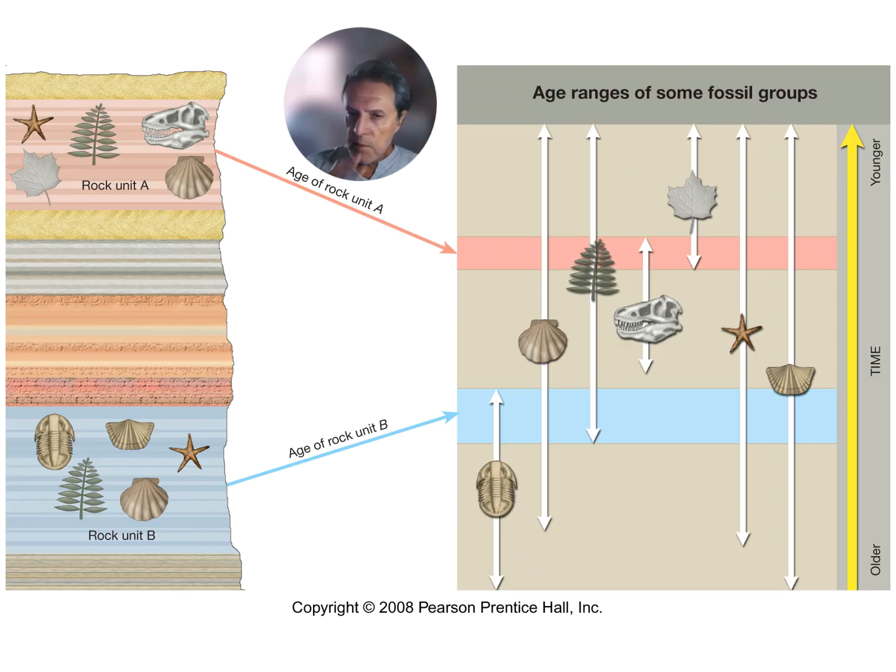So let me try to demonstrate how fossils are used to give us a relative age of a rock layer. So here's a blue layer and here's a red layer. Now here are age ranges of some fossil groups. You'll see that this animal that produced this fossil shell lived a long time span. So if we were to find this fossil in a rock layer, we wouldn't know whether the rock layer was this old down here. Or, excuse me, let me back up a little bit.